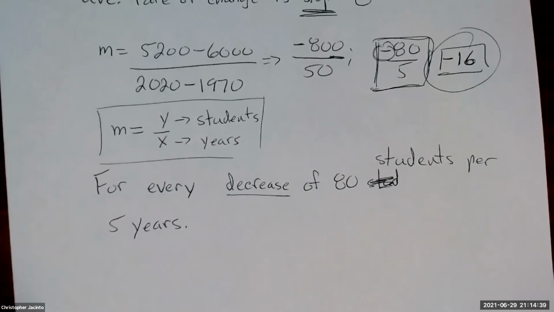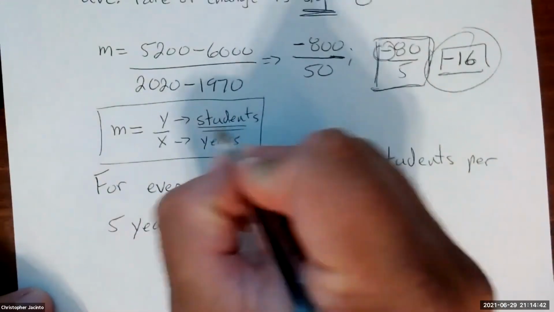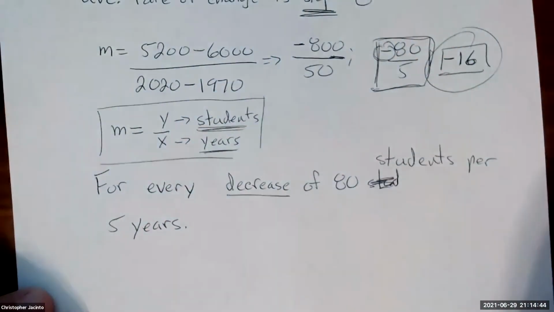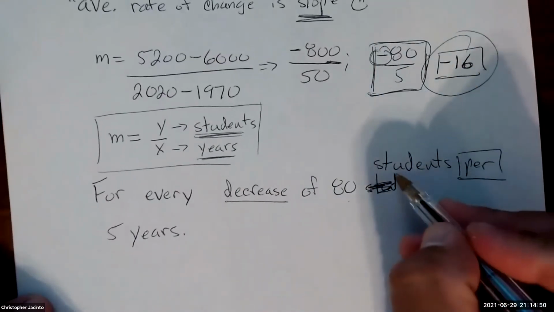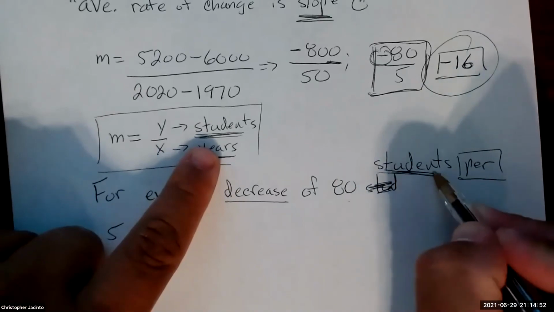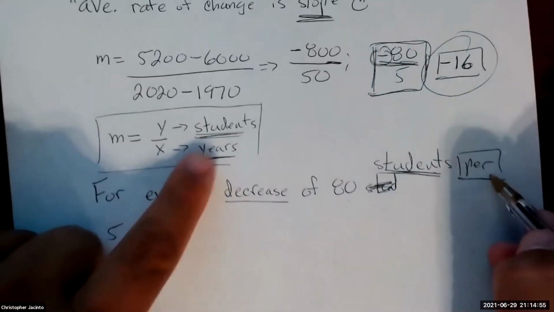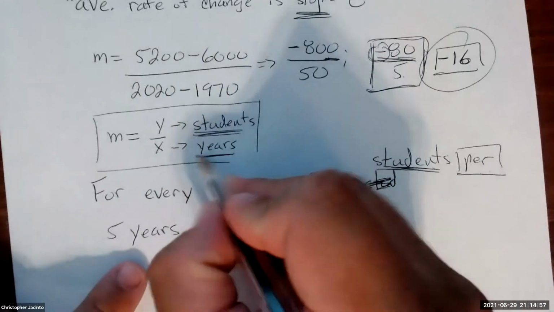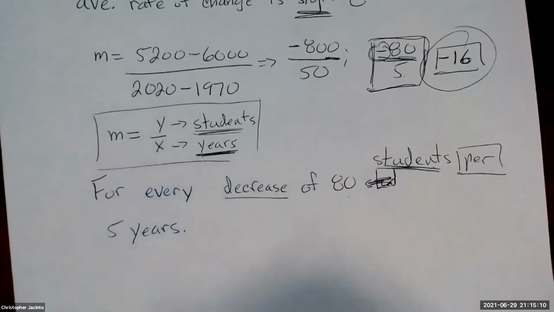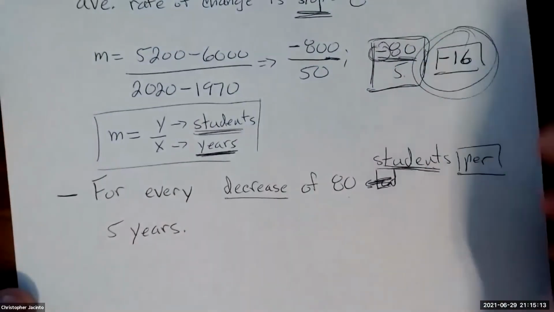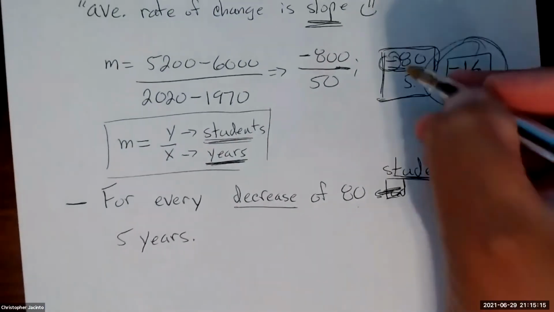And again, all you have to figure out is what is the y value and what is the x value, and always put per right after that. So it's the number, and then what's the y value? Per means a division, and then the number, and then what are the x values? The years in this case. Before I go any further, any questions on the interpretation of a slope?